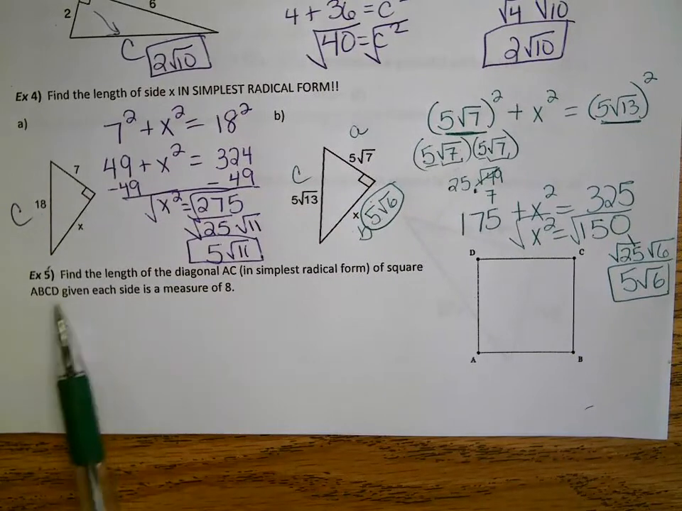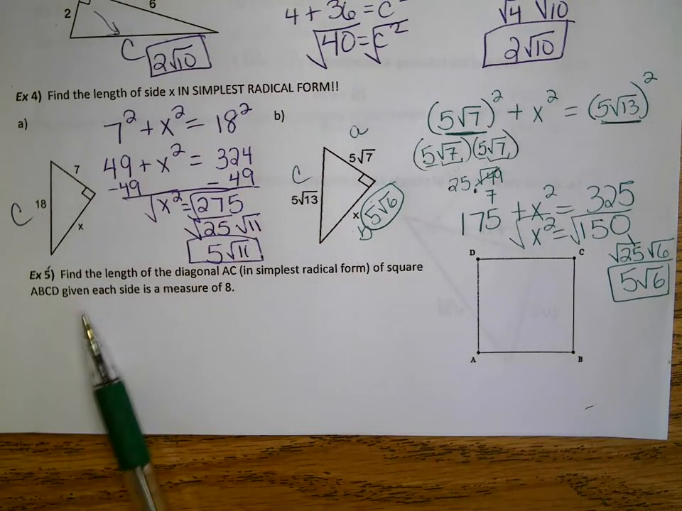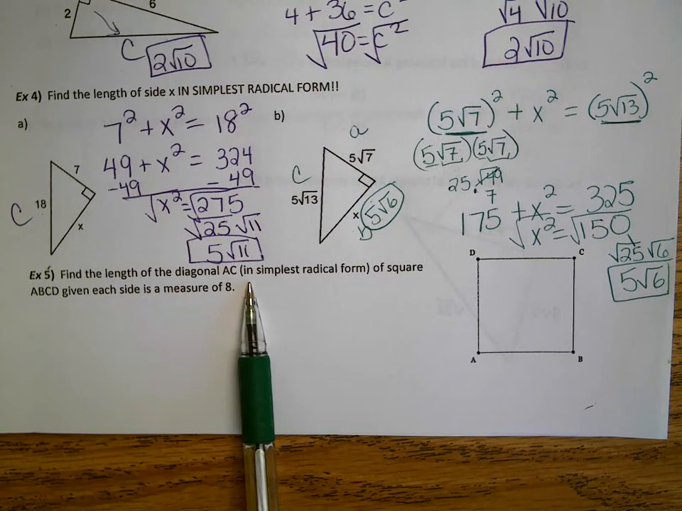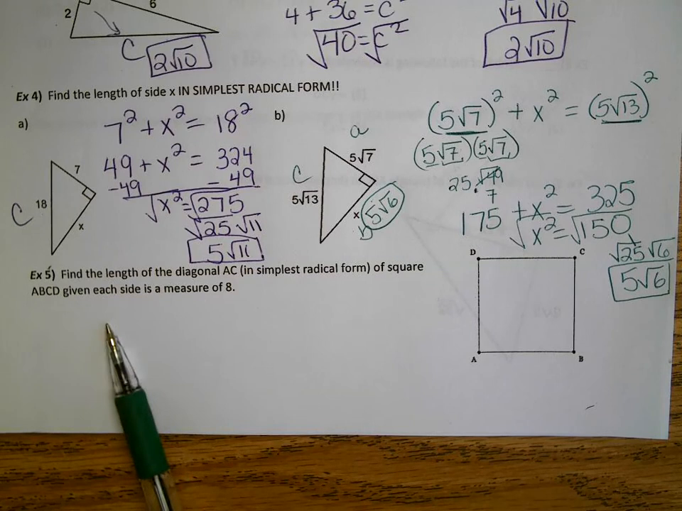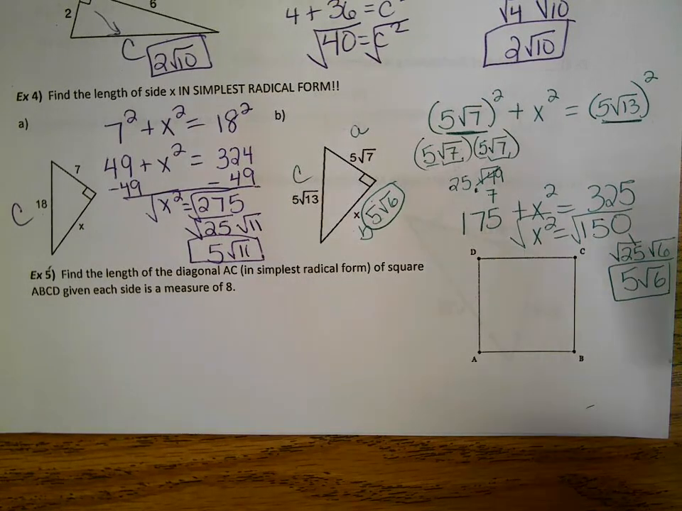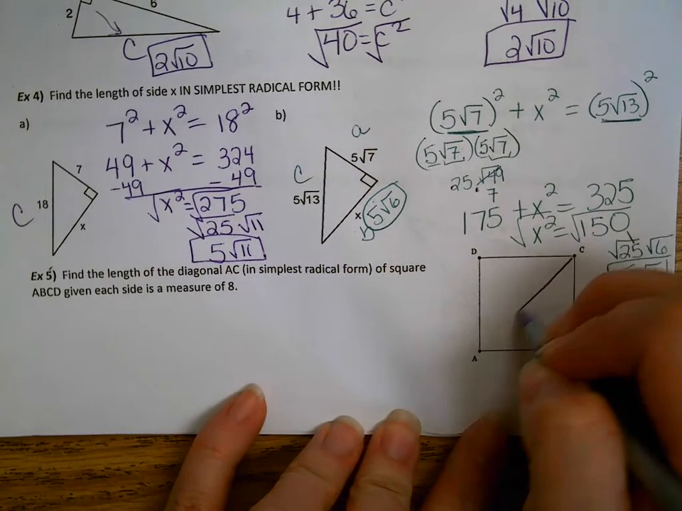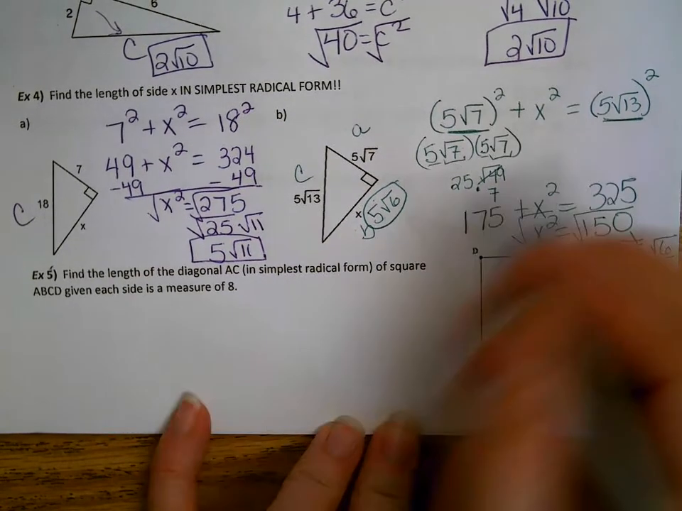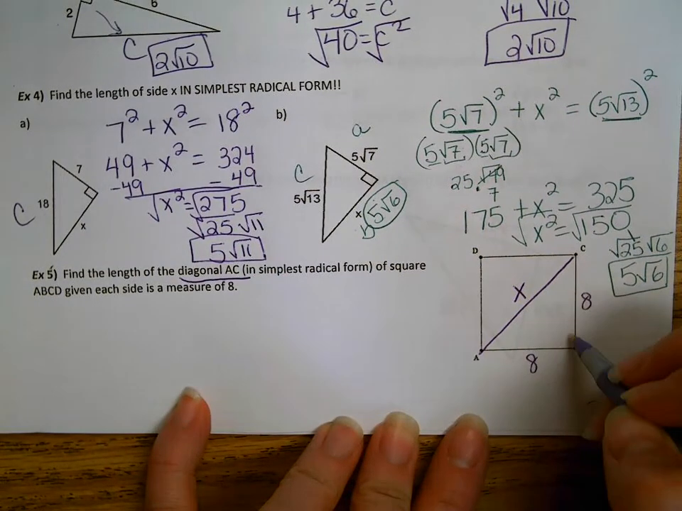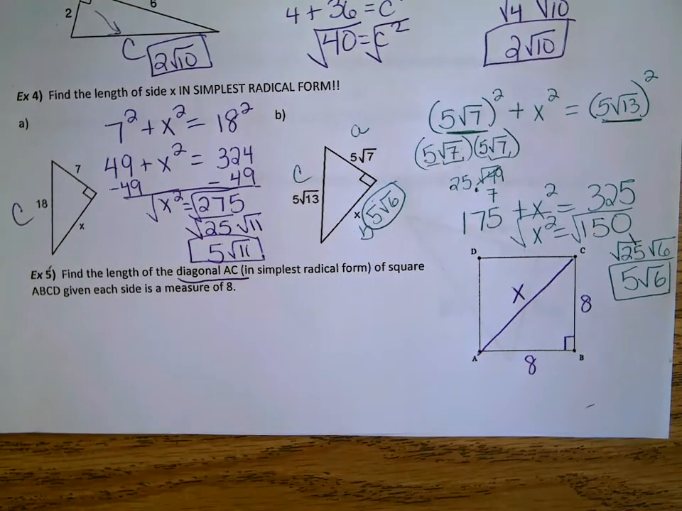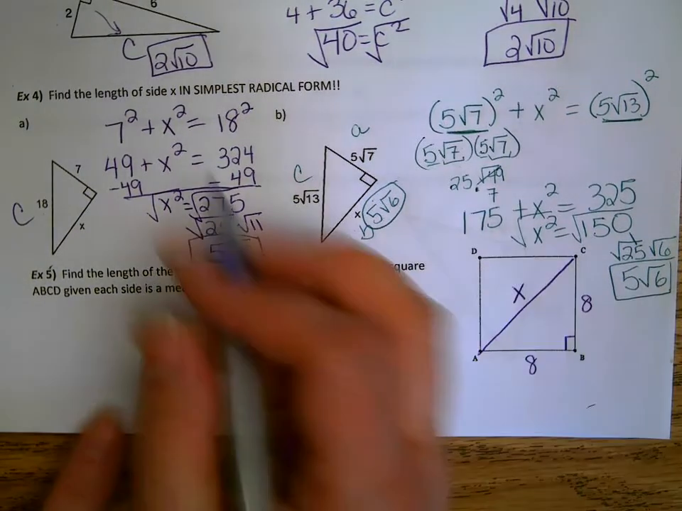Exercise 5. We have a square, it looks like here. Find the length of the diagonal AC in simplest radical form of square ABCD, given each side has a measure of 8. So looking at our square ABCD, we're going to be finding the length of the diagonal AC, given each side is 8. Knowing all 4 sides are 8, we have that right triangle formed.